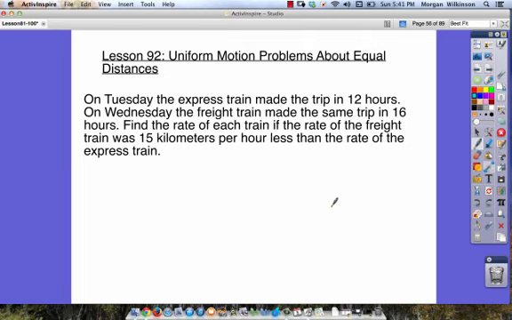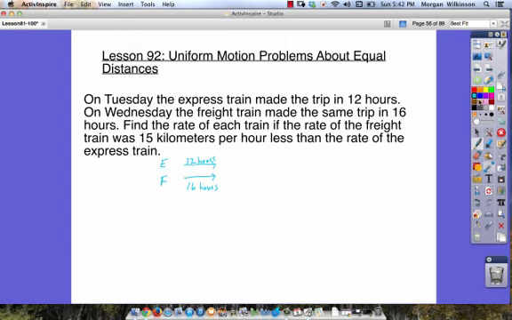Now, what we know about these two trains is that they made the same trip. So if we were to draw a picture of this, we could show it like this. We could say the express train went this far in 12 hours, and the freight train went an equal distance. It just took the freight train 16 hours. So we've got 12 hours on top, 16 hours on the bottom here. For our express train, we'll call that E, and our freight train is here. So they've got an equal distance.